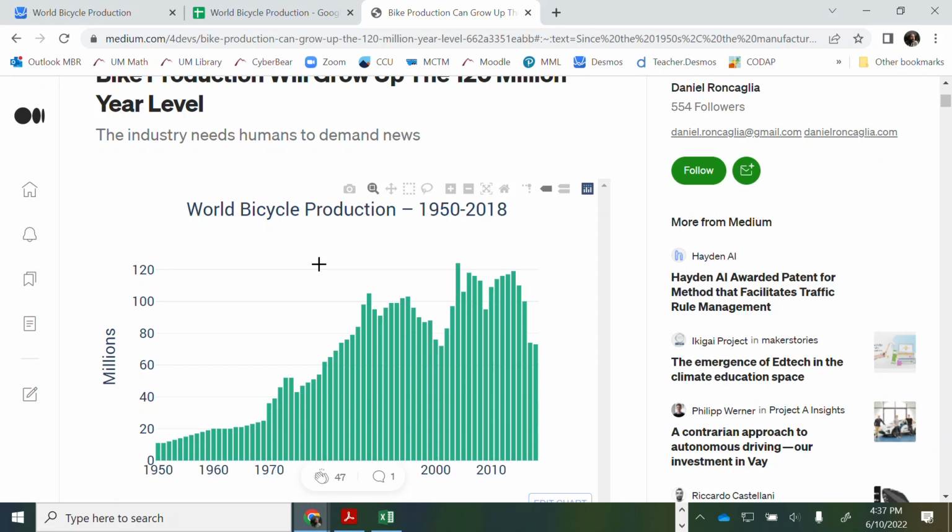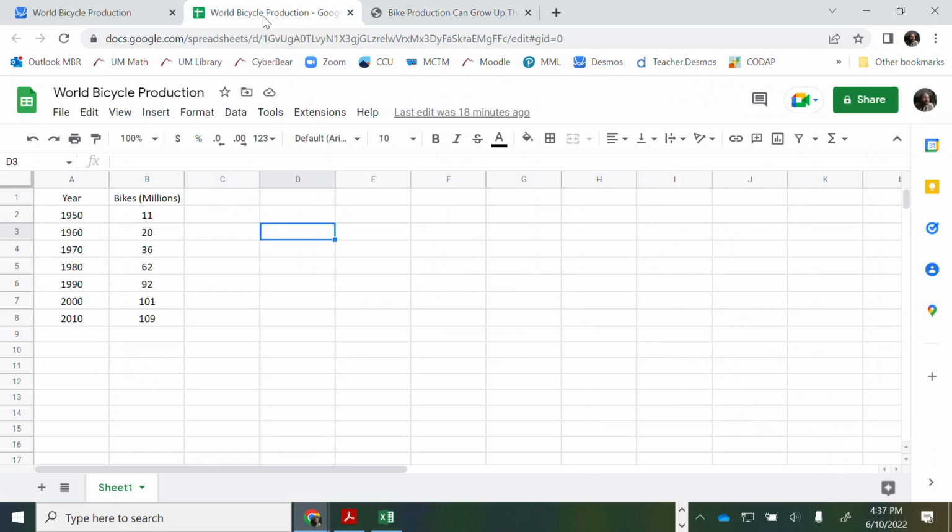It's not a smooth trend. So to smooth the trend out, what I did is I just took it on a 10-year increment. I started in 1950 and ran it all the way through 2010. And these are the number of bikes made in the world, in millions. And so this is where I would expect you to start with this data.